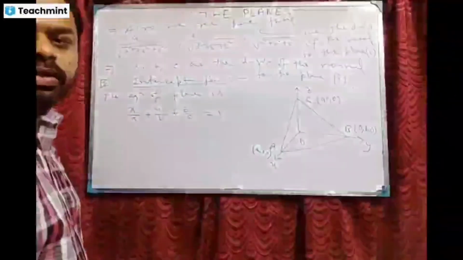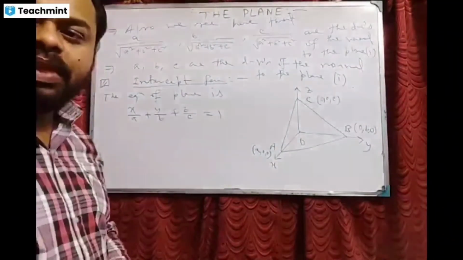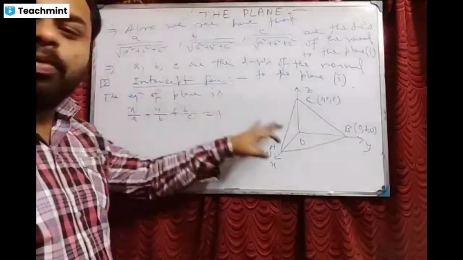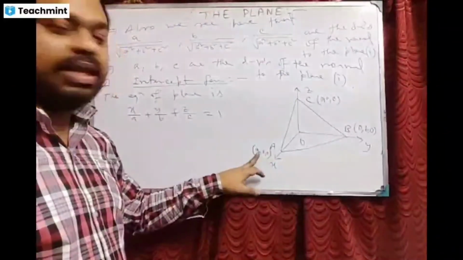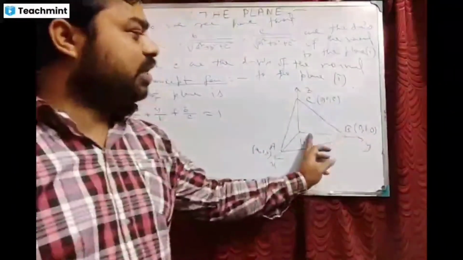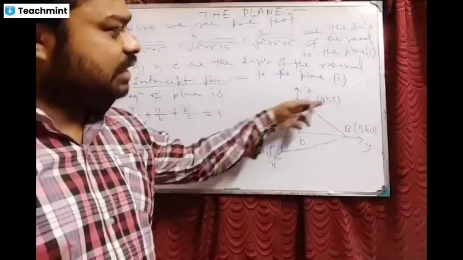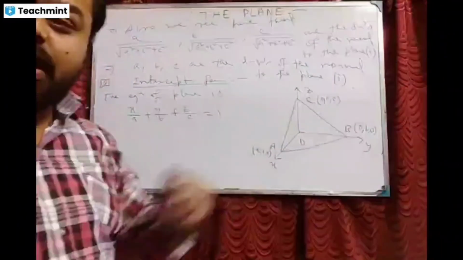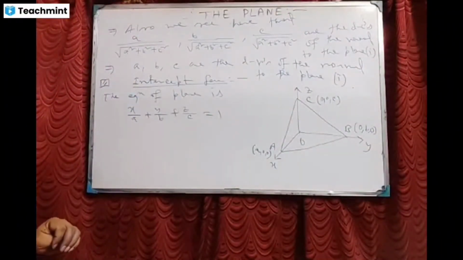Like a straight line in two dimensions. This is the intercept form of a plane. If the plane meets the x-axis at a distance a from the origin, the y-axis at a distance b from the origin, and meets the z-axis at a distance c from the origin, then the equation of the plane will be x by a plus y by b plus z by c equals 1.